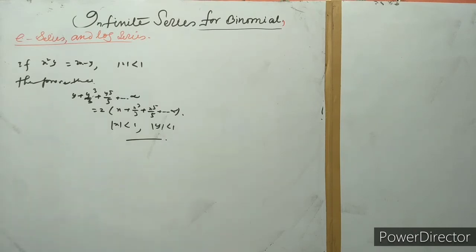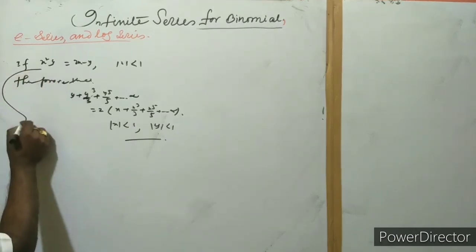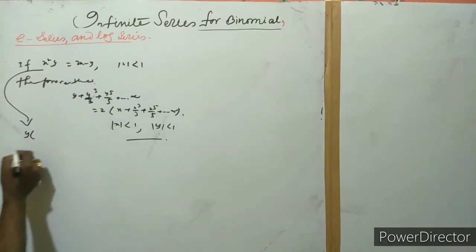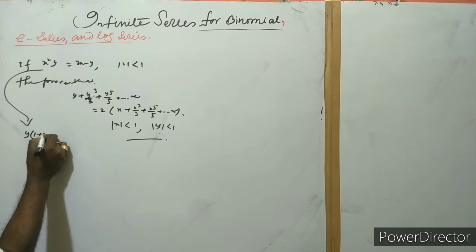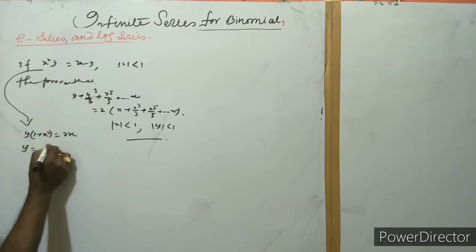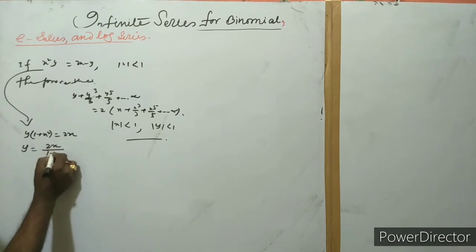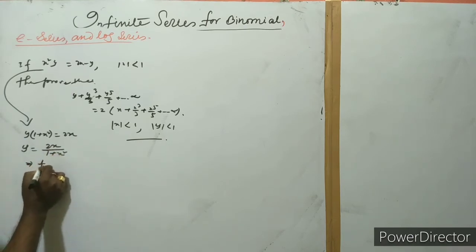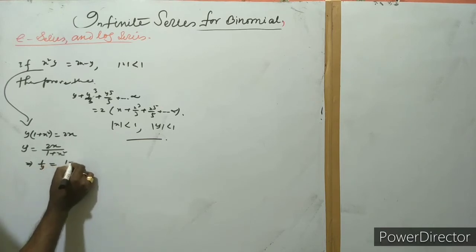Okay, first for that, from this we take a common 1 here, so that is your 1 plus x square, and this is your twice x. So y is equal to twice x by 1 plus x square. Okay, then 1 by y is equal to 1 plus x square by twice x.